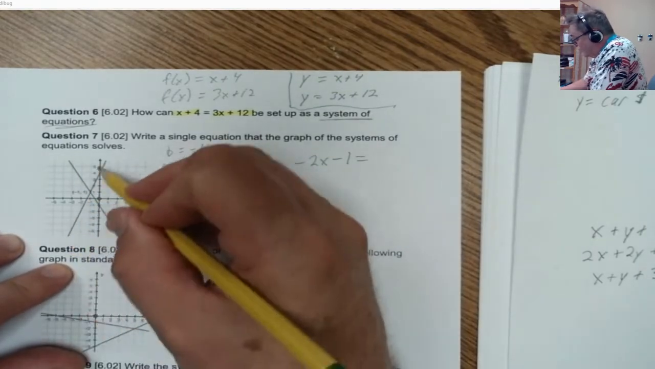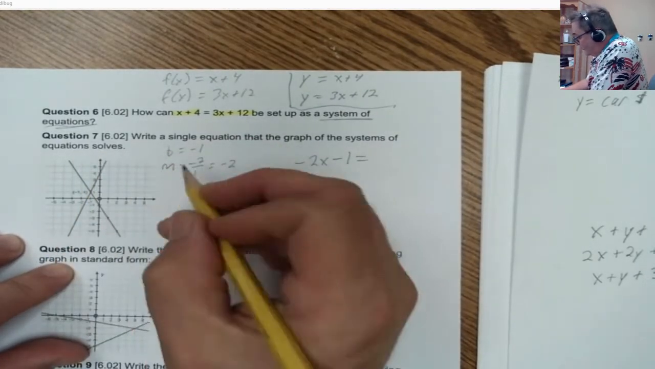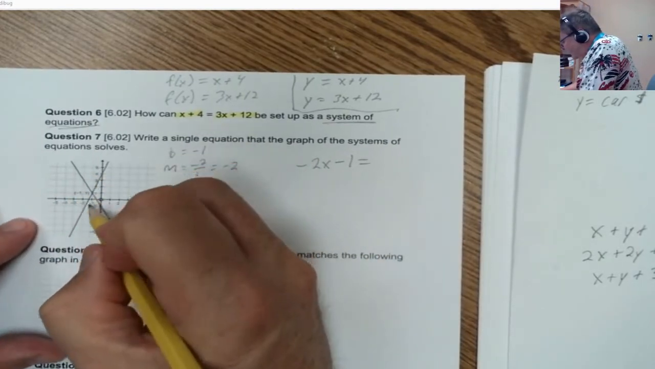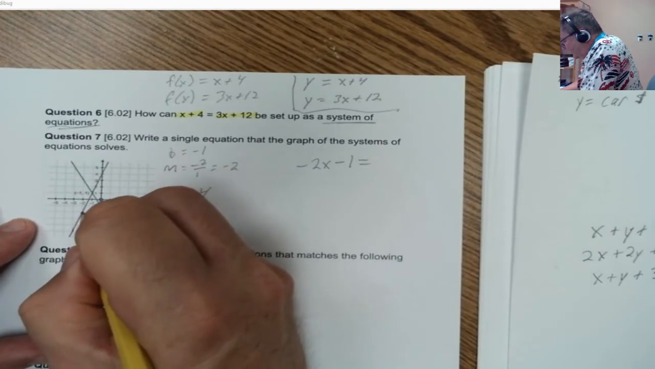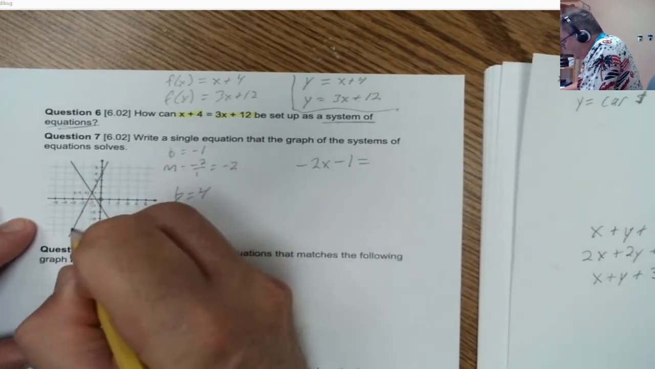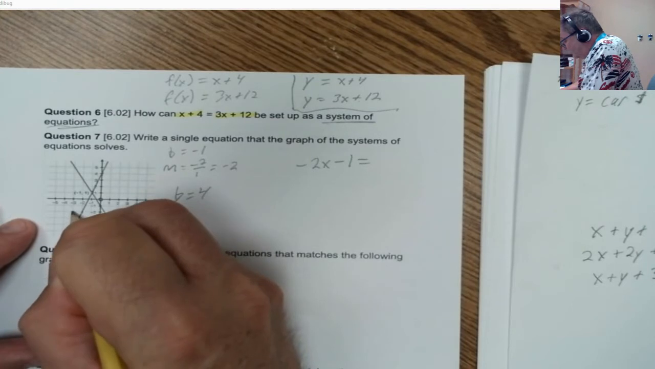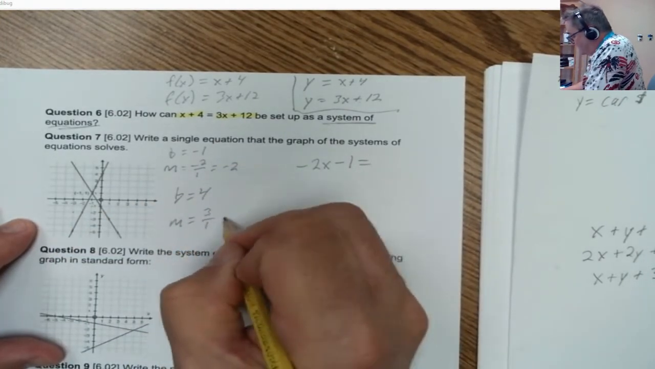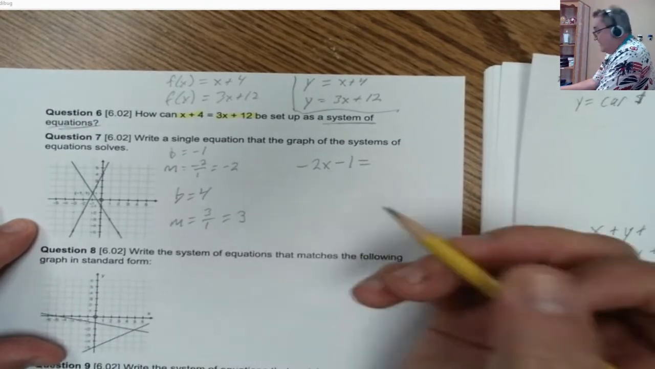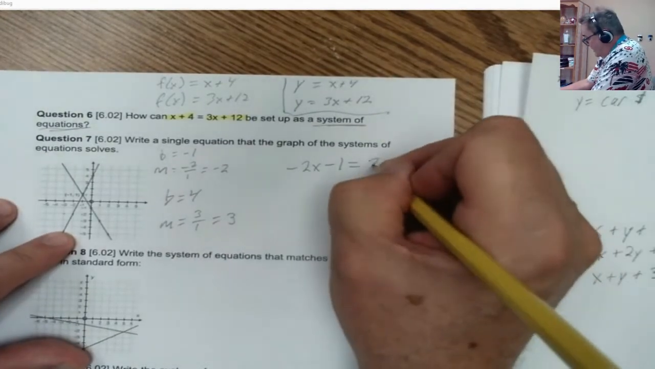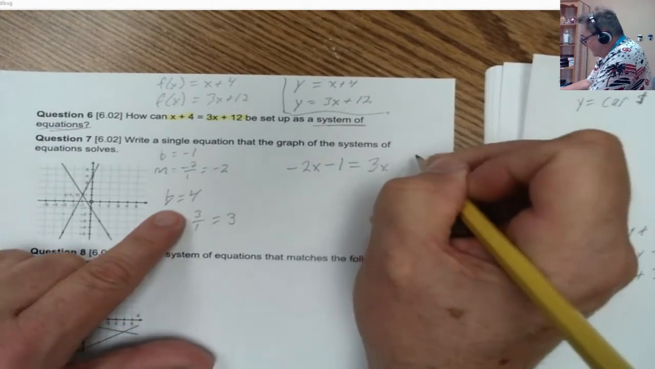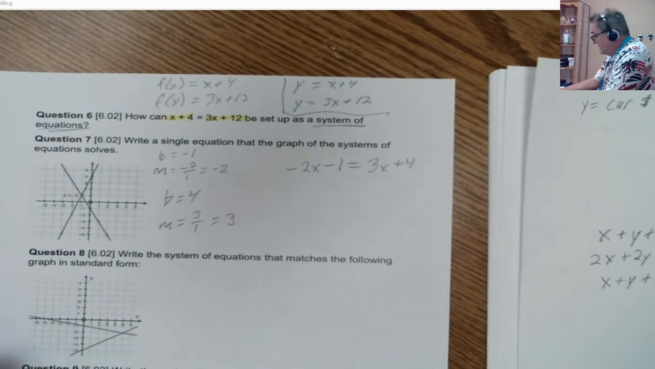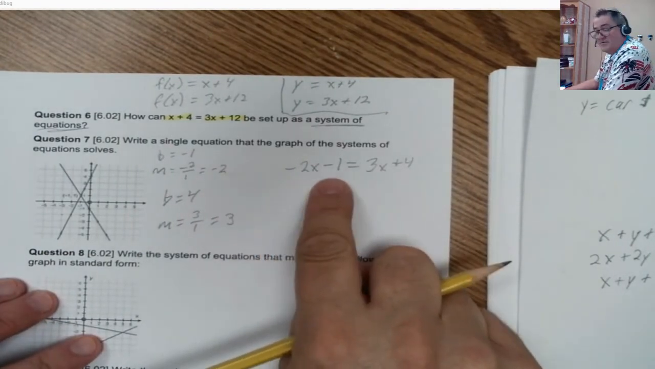this line right here. This has a y-intercept of positive 4, and it has a slope of, let's see, it goes through that point and then goes through that point and that point and that point. So the rise is 1, 2, 3, and the run is 1. So the slope is 3 over 1, which is the same as just 3, right? So it equals 3x plus 4. There it is, a single equation. Negative 2x minus 1 equals 3x plus 4.